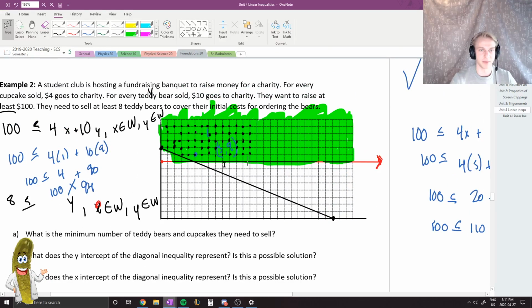So in terms of the minimum number, as long as we're selling the 8 teddy bears, in terms of the number of cupcakes that we could sell, we could sell 1 cupcake, we could sell 0 cupcakes, we could sell 3, 4, and an infinite number of cupcakes from there on out.